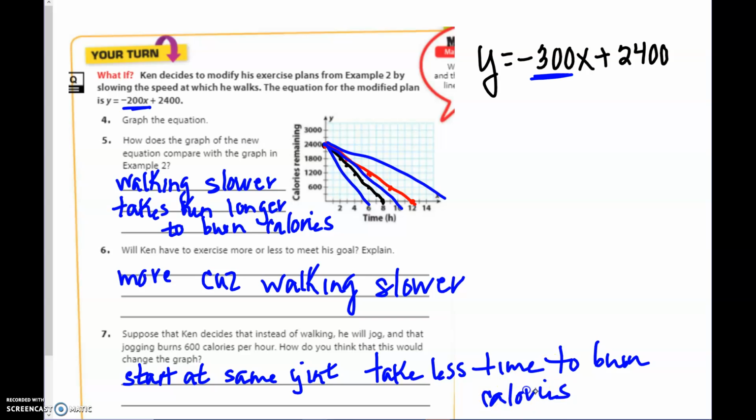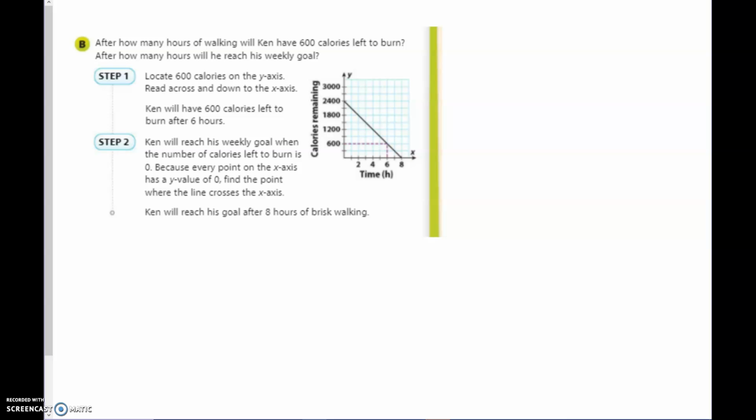Alrighty, let's go on and try another sample problem here. Okay, we're working on interpreting. This is a different question. So locate the 600 calories on our axis, and then we're going to go over to the line and done. It's going to take him 6 hours to burn that, and then he will have only 600 calories left to burn after that. So locating 600, we can go over, and it's going to take 6 hours, but it's going to take a total of 8 hours to do this.